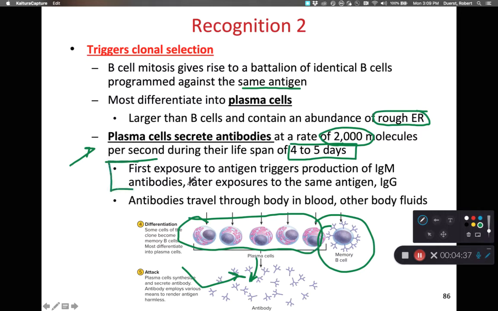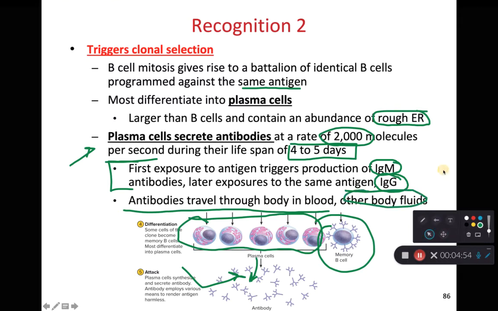Now, the first exposure to the antigen is going to cause us to make immunoglobulin M antibodies. Subsequent exposures will cause us to make immunoglobulin G antibodies. And these antibodies will only travel in the blood and or other body fluids.